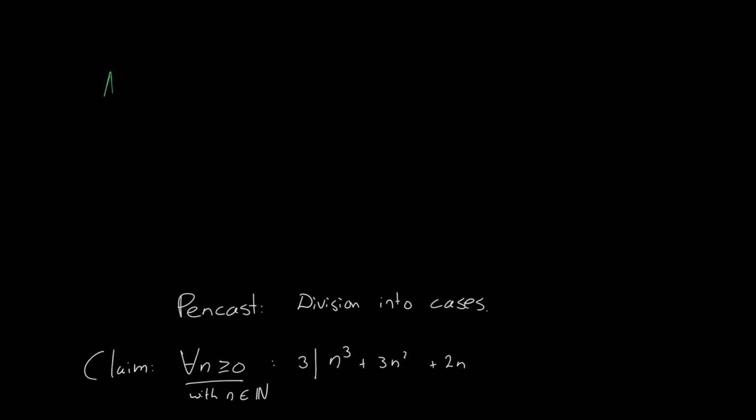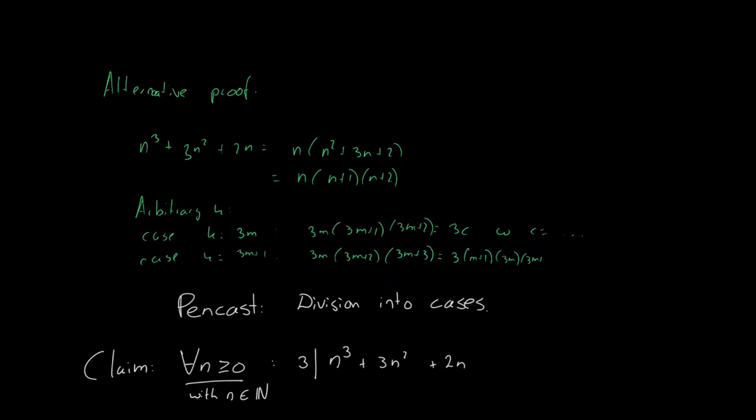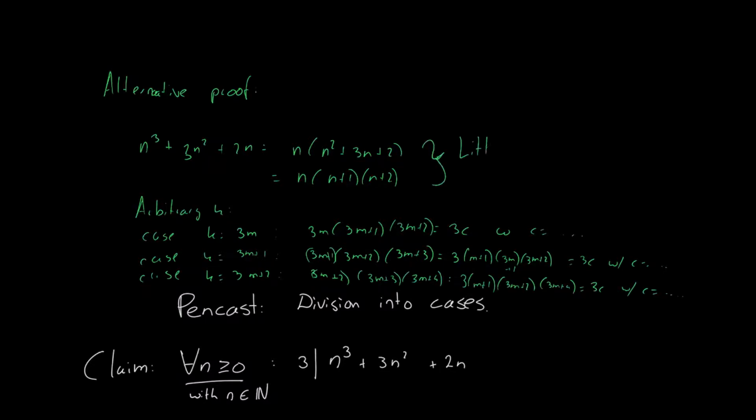Well, in this Pencast, I'm going to show you that sometimes doing a little bit of work before you start can save you a lot of work in the long run. We can do a bit of algebra on this first term, and we can see that we can factor out an n and an n plus 1 to finally get n times n plus 1 times n plus 2. And if we now do the exact same proof as we did before, we split k into three different cases, 3m, 3m plus 1, and 3m plus 2, you'll see that every case becomes a lot easier by just having done this little bit of work beforehand.